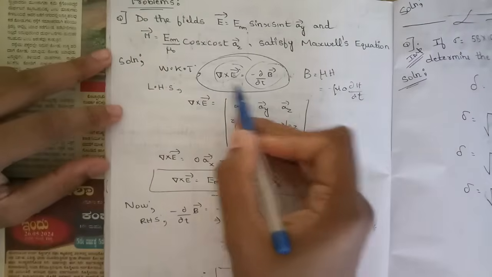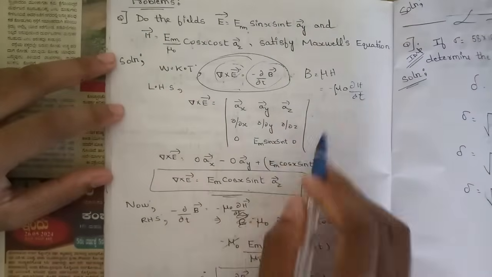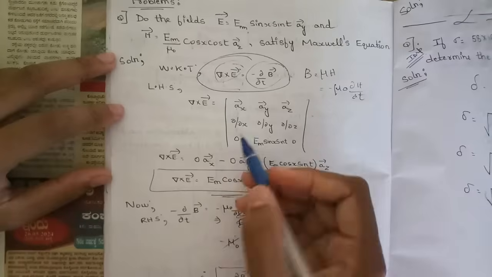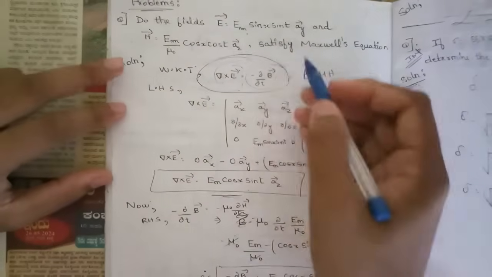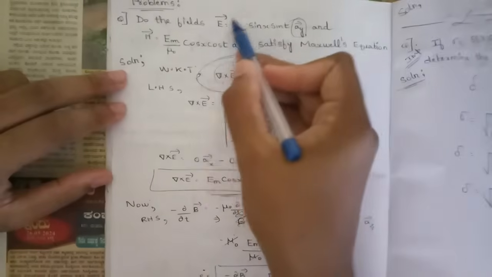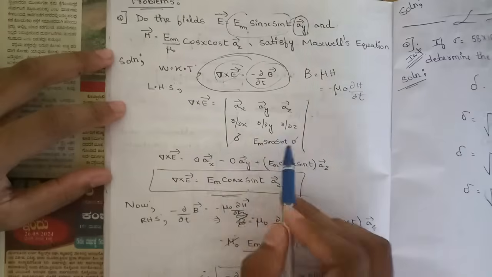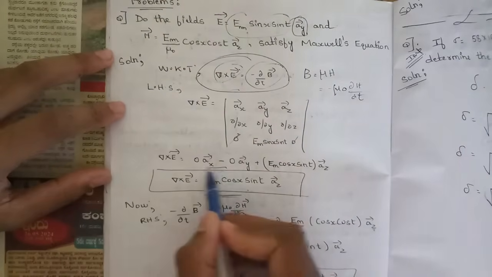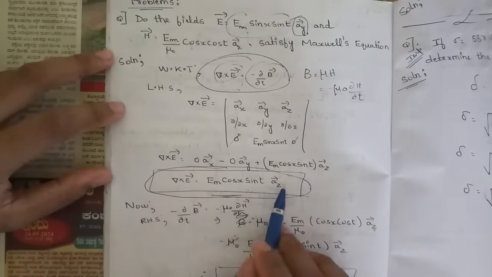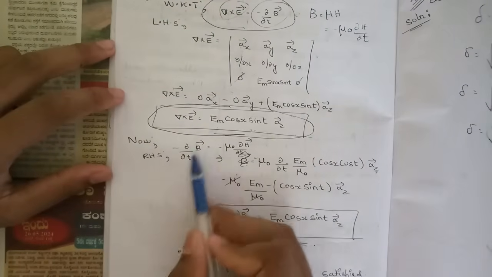Okay, so for this term, take del cross E, take the determinant here: ax ay az, ∂/∂x, ∂/∂y, ∂/∂z. Here they have given the field in the y direction, so the x and z components would be 0, and Em sin x sin t is substituted here. Then cross multiply and take the determinant, and this is the answer we get for del cross E, that is Em cos x sin t Az vector.